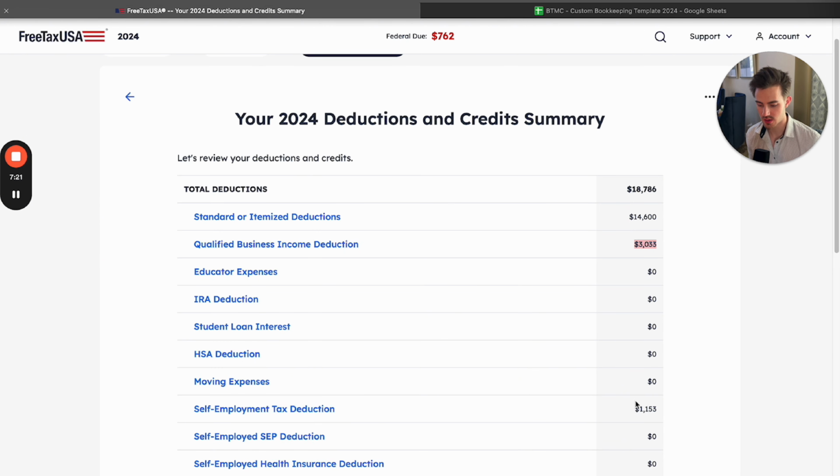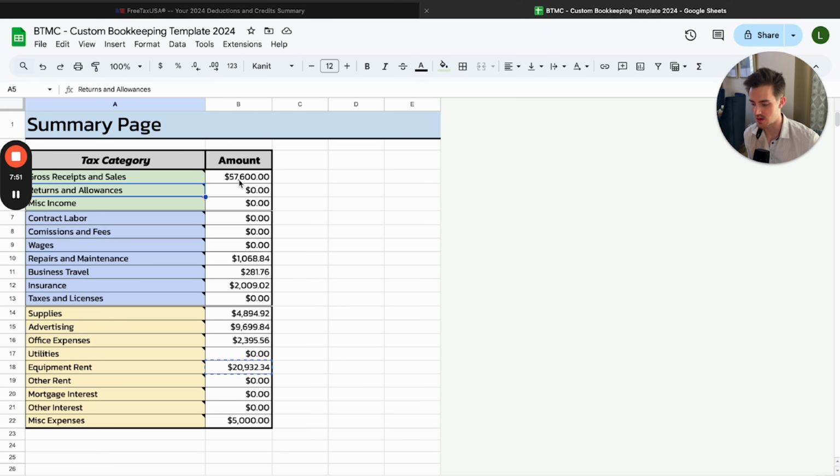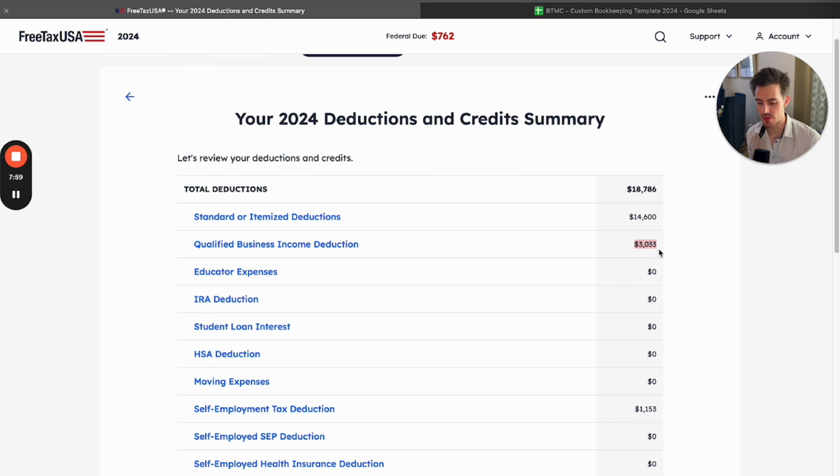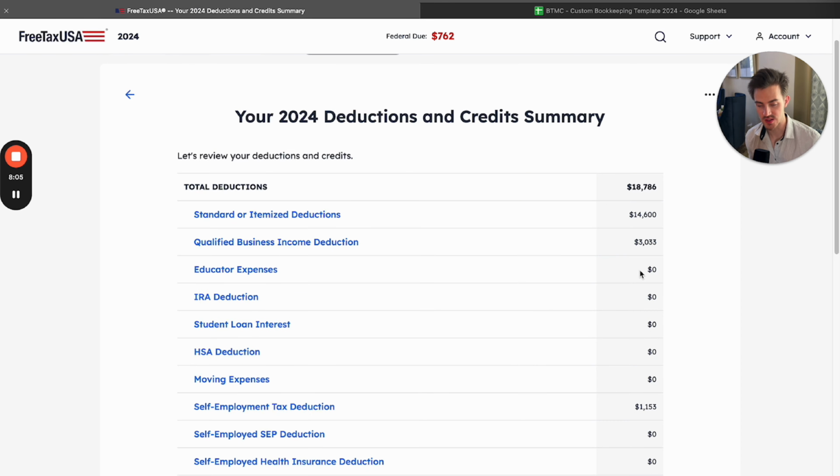This number right here and this number right here, so the qualified business income deduction and the self-employment tax deduction, if you do not see either of these right here, but you did have a profit in your business, do reach out to me. That does mean that something was put in incorrectly. So if these are non-zero and your profits were non-zero, so all of your income, I'll go back to here, this number minus all of these expenses right here, if that is a positive number, so you made money during the year, and these numbers are zero, do reach out to me. That is a problem, but otherwise these will calculate automatically.